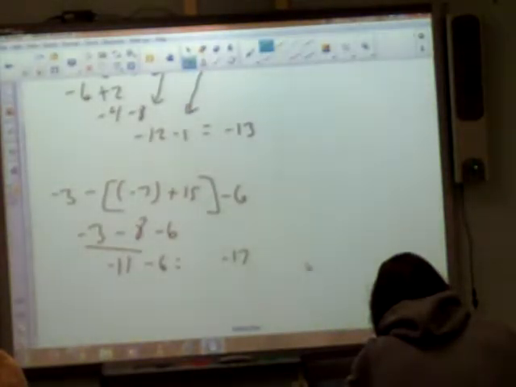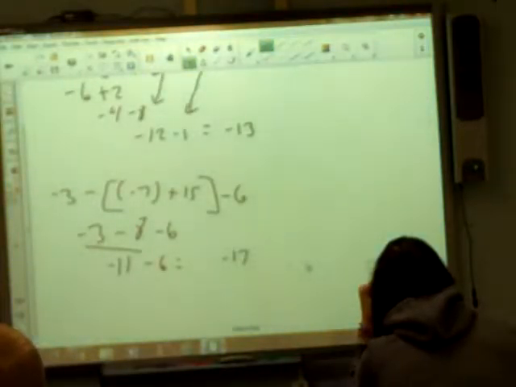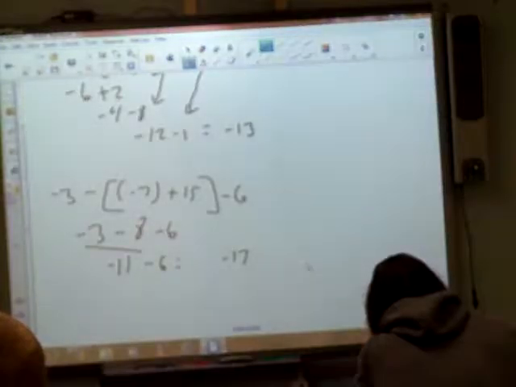Alright, so we are done with bullets one and two up there. We can add and subtract real numbers. Everybody's got an A?